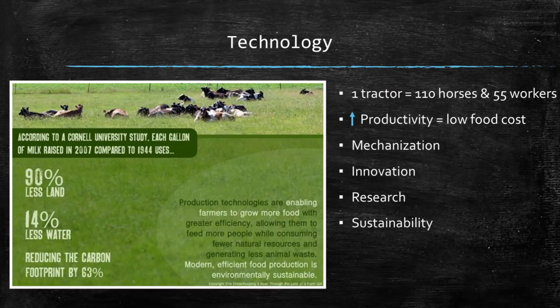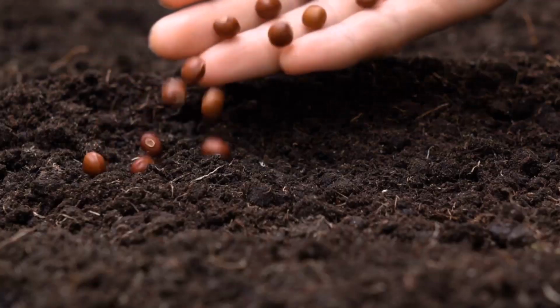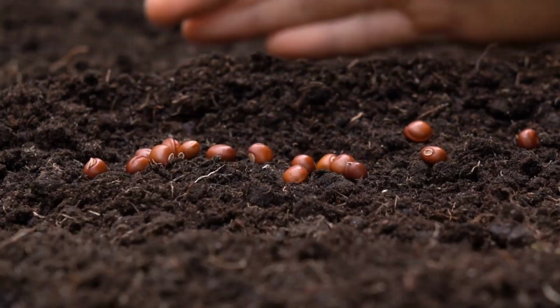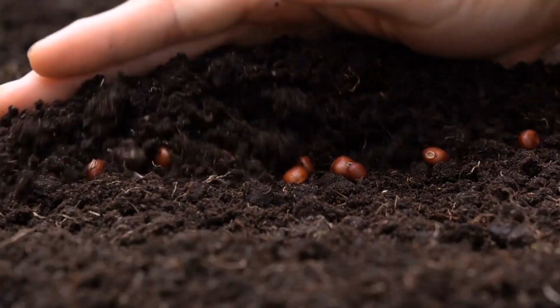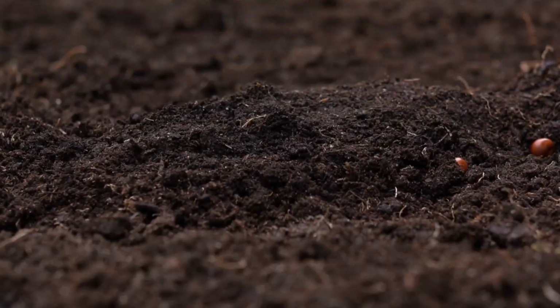And so the next big push in agriculture now is how do we become more sustainable? And it's very important to understand that when we look at this study, this diagram here on the left, milk raised in 2007 compared to 1944 uses 90% less land, 14% less water, and we've reduced the carbon impact by 63%. So it's huge to understand that technology isn't always this bad, terrible thing in industry. It's actually very good and has allowed us to become more sustainable, more efficient, and really helping us create a better environment for animals to be raised in that's not impacting the world or the globe in a negative way.